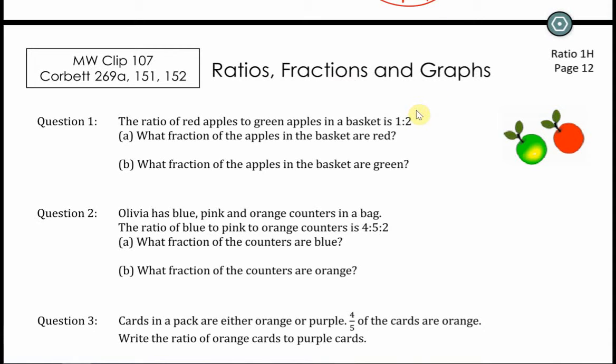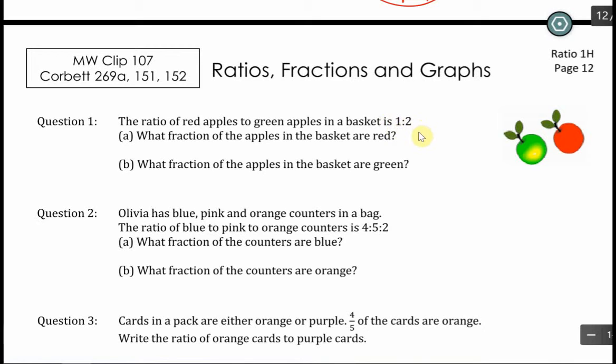Okay, number 1, the ratio of red apples to green apples in a basket is 1 to 2. Now that doesn't mean that there's 1 red apple and 2 green apples. That means that there are twice as many green apples as there are red apples. And so there might have been 10 red apples and 20 green apples, for example. But however many there were, it would have simplified down to this ratio.